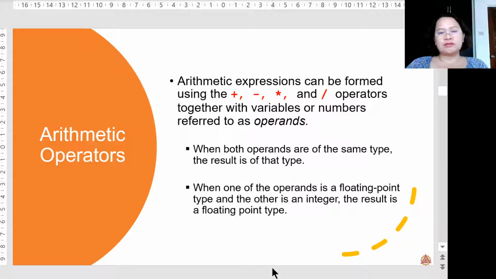na medyo rule, no? When both operands are of the same type, the result is exactly of that type. So if both the operands are integers and you're adding two integers, the result will always be an integer. When one of the operands is a floating point, however, and the other is an integer, the result is always a floating point. So when you add 1 plus 1.5, the result is 2.5. Okay, dili siya 2, dili mawala tong decimal point. Mo siyang floating point. Okay.